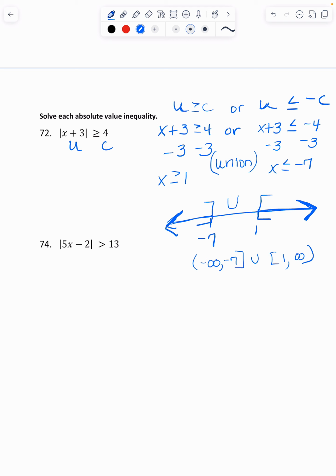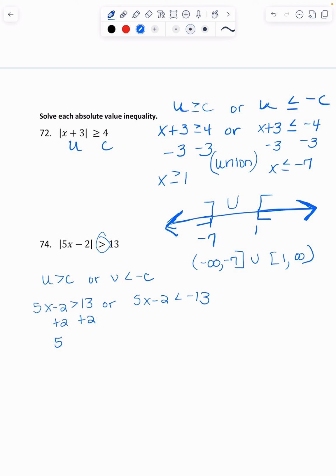All right, let's look at 74. It's a greater than. So you have to know the pattern. U greater than C, or U less than negative C. And I put greater than and less than again because this does not have an equal sign. U is the expression inside your absolute value symbols. So 5x minus 2 is greater than 13, or 5x minus 2 is less than negative 13. And we solved that.